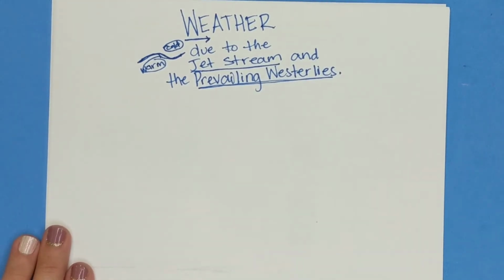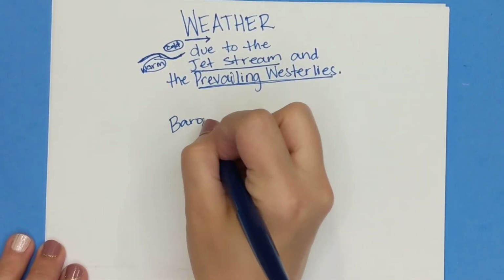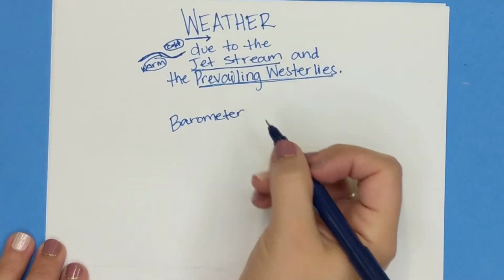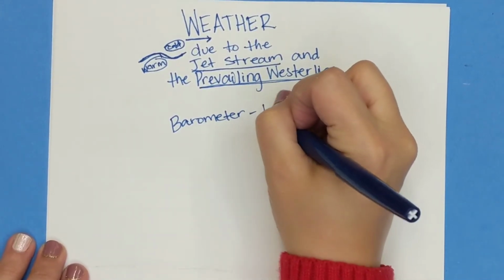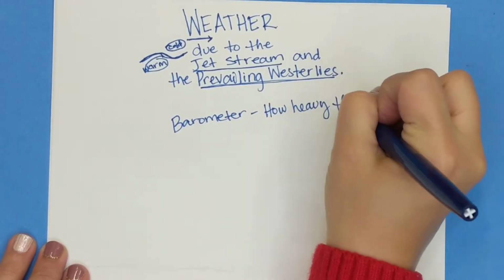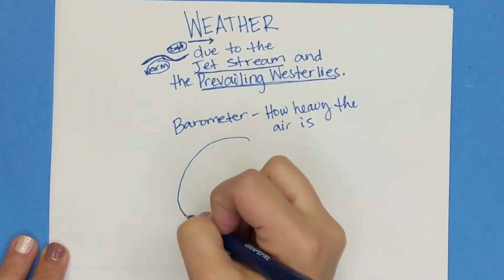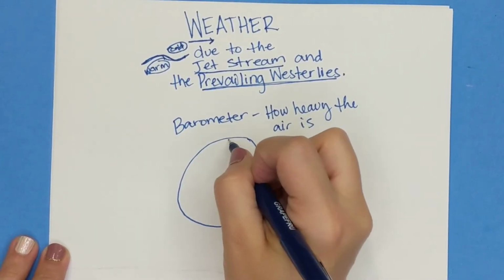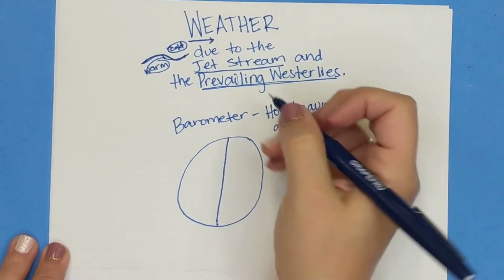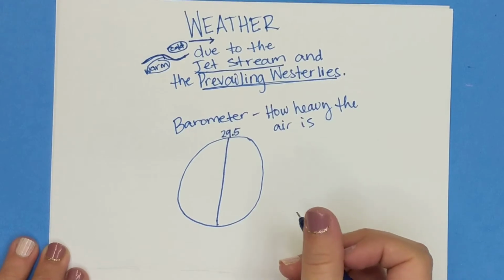And then the last thing that I'll absolutely 100% want to see on your brain dump is the barometer. Remember that the barometer measures the weight of the air in our atmosphere. So, how heavy the air is. And we start drawing the barometer by drawing a circle and then dividing that circle in half.